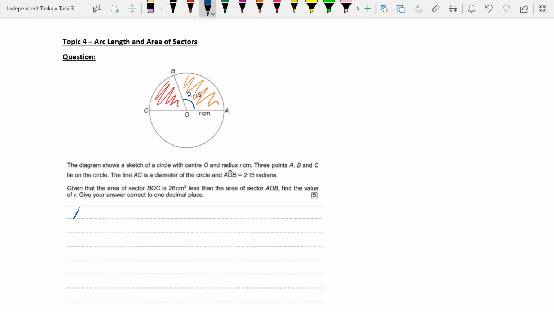So what I'm going to do first, I'm going to find 2 expressions. Let's think about the area of AOB, so the orange one. Area of a sector is a half r squared theta. So I've got a half r squared times by 2.15. I'm going to leave it like that. Area of the other sector, BOC, would be a half r squared still, times by, now this angle on this side, half a turn would be pi. I've already got 2.15, so it's going to be pi minus 2.15.